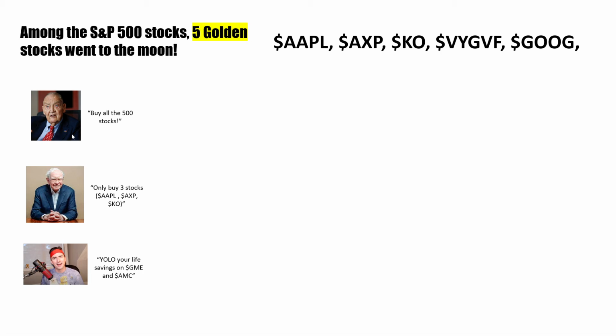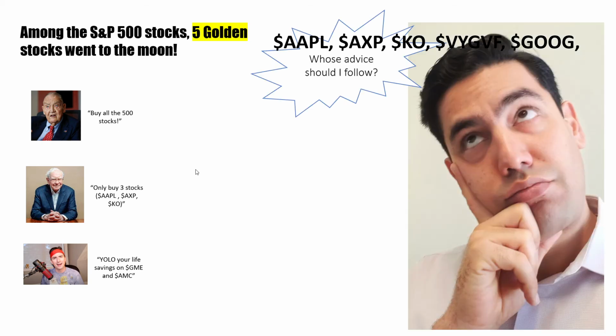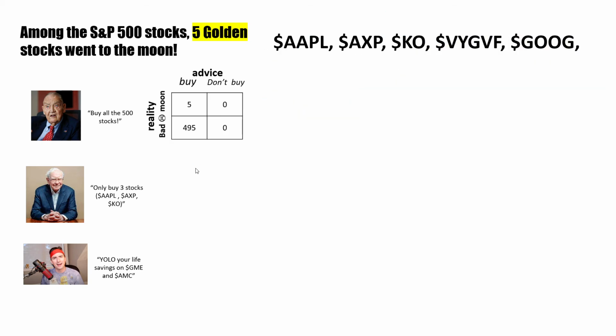Now, which one is a better financial investor? Which one should you follow the advice of? Let's start the comparison by creating the confusion matrix for each of them, right? So for the first financial advisor, I'm going to create a confusion matrix. On one hand, I have the reality, right? The stocks that went to the moon and the stocks that didn't. And on the other side, you have the advice, buy or don't buy, right?